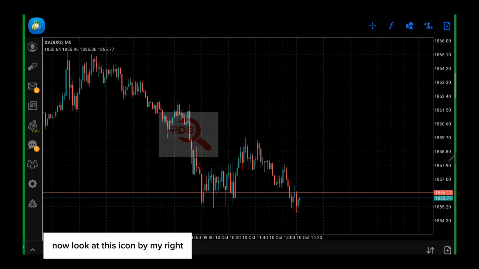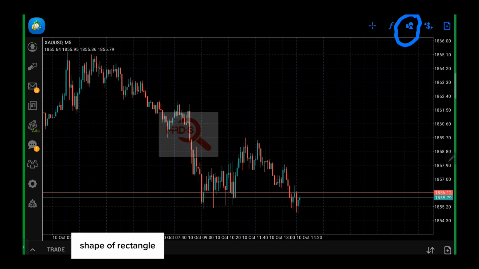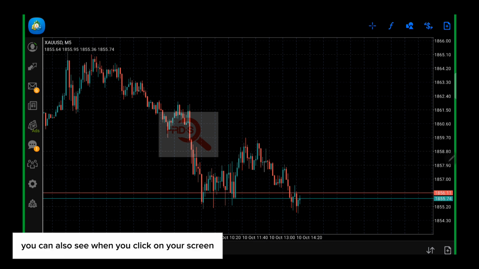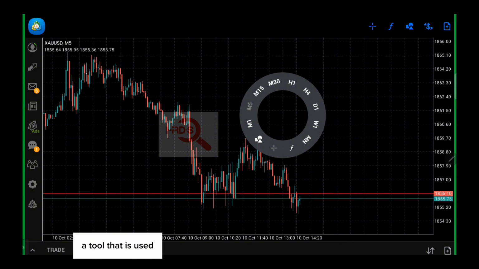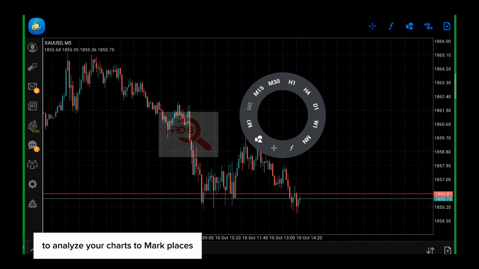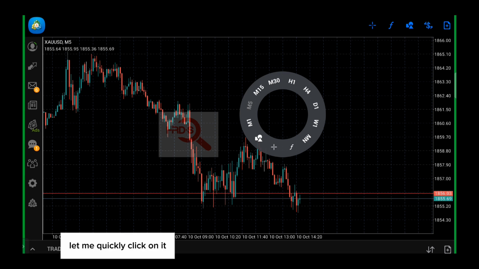Now, look at this icon by my right. You will see a mixture shape of rectangle, triangle, and circle, right? The same way, you can also see it when you click on your chart. This is it, right? Now, this is a tool that is used to analyze your chart, to mark places, to draw lines and all of it. Let me quickly click on it.